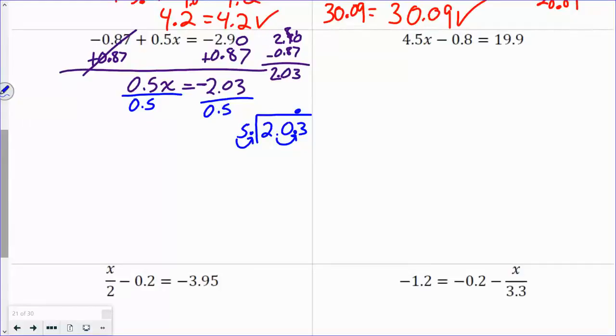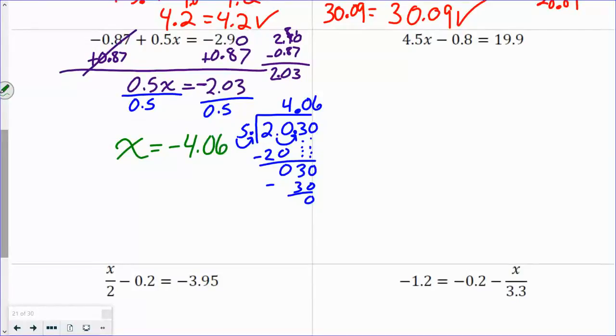5 goes into 20 4 times. Then bring down my 3. 5 can't go into 3. So now I got to put a 0 after the 3. So now we got 30. 5 goes into 30 6 times. Minus 30, you get 0. Right? If I have a negative and a positive, that means my solution is a negative answer. So I have 4 and 0, 6.